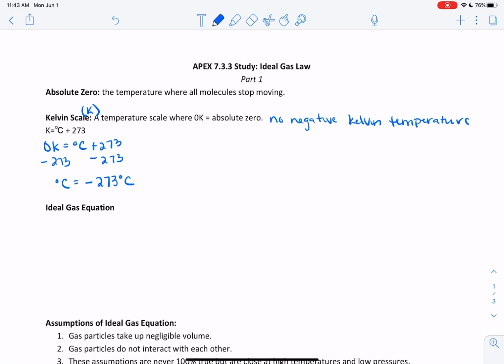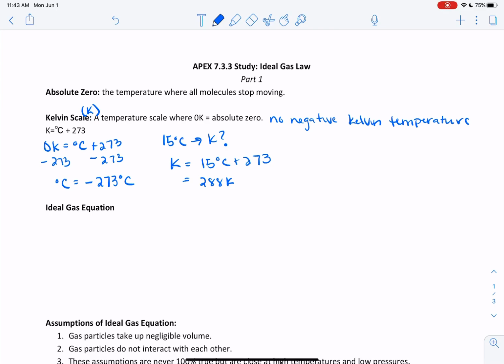We can also do these conversions with bigger numbers. So let's say 15 degrees Celsius. That's the temperature it could be outside. What is that in Kelvin? So we would say K equals 15 degrees Celsius plus 273. And we would end up getting 288 Kelvin. So it's pretty simple to convert them. You just take your Celsius and you add 273. Or if you have Kelvin, you just take your Kelvin and subtract 273 to get Celsius.